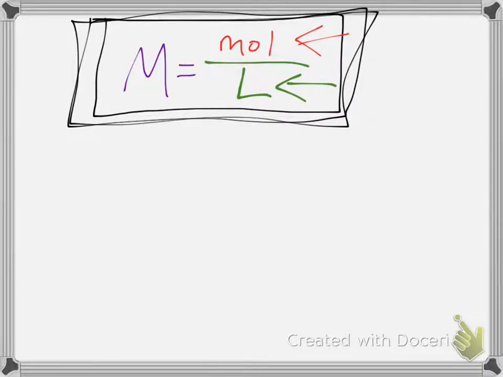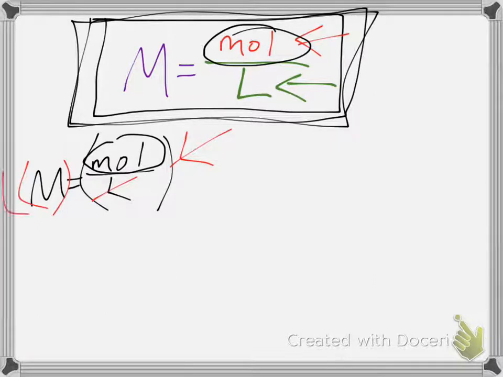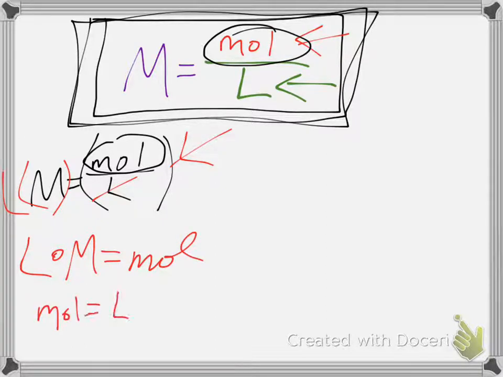So to rearrange it, let's look at if we needed to solve for moles. So molarity equals moles divided by liters. If I wanted moles by themselves, that means I have to get rid of liters. So I would simply multiply both sides by liters. And I would get a new equation that liters times molarity equals moles. Or of course, let's rearrange it to moles equals liters times molarity.